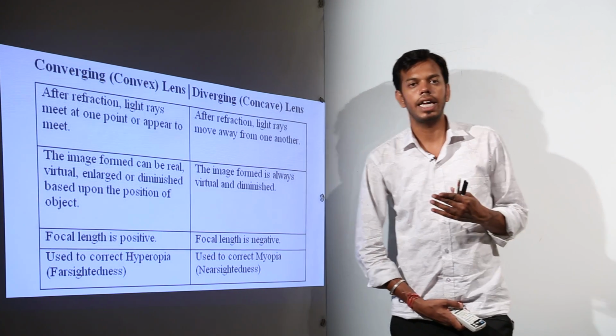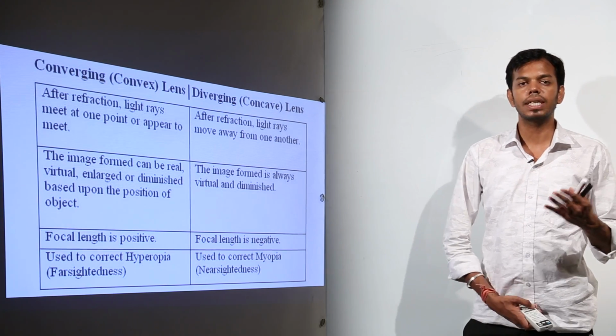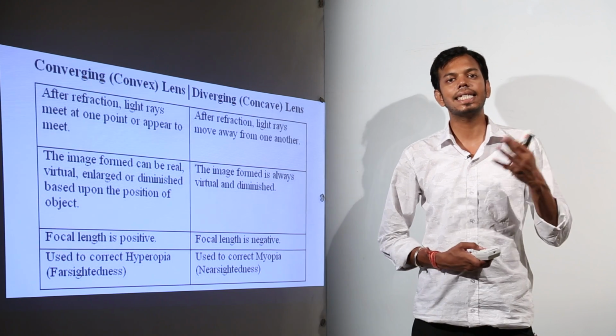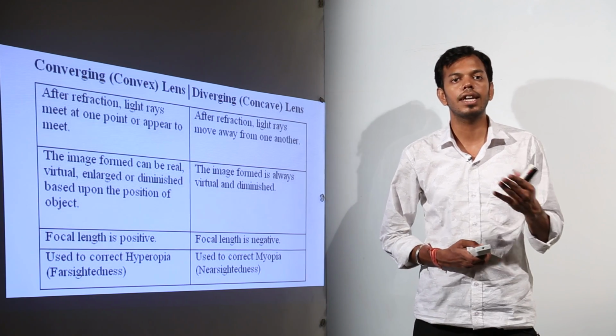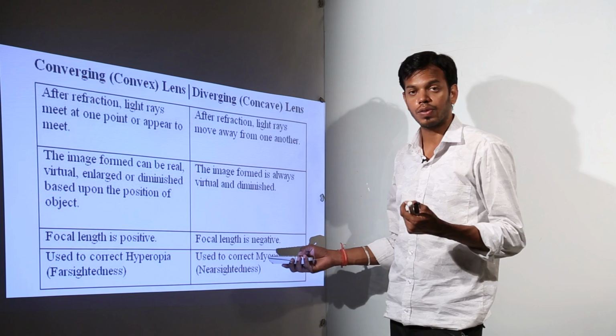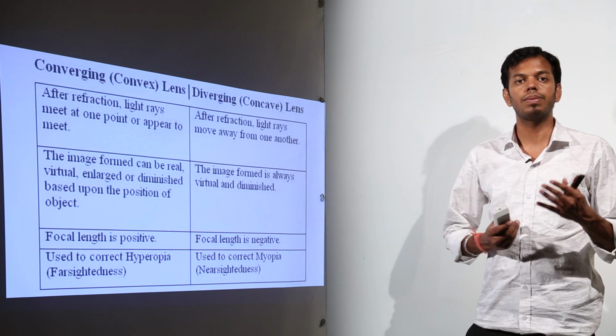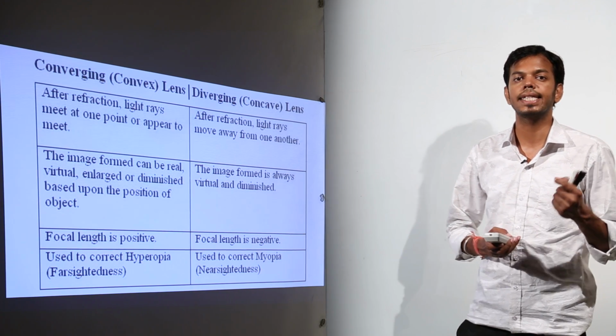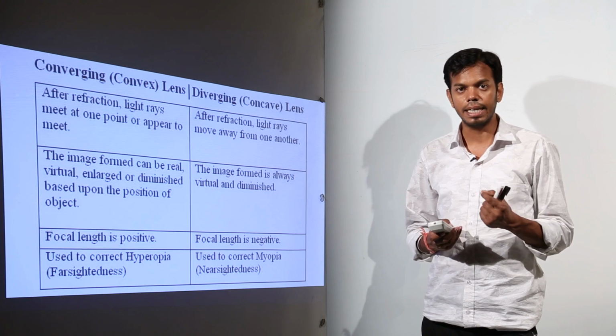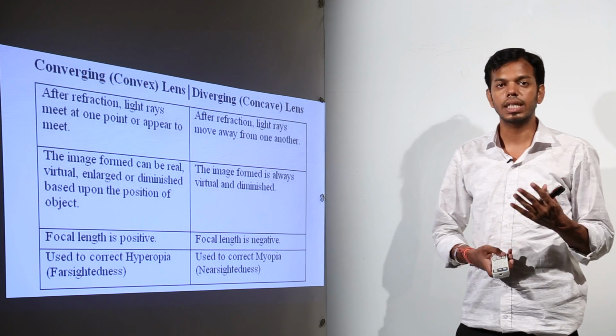It is a defect of the eye in which a person suffering from it can see distant objects clearly but cannot see nearer objects clearly, whereas the vice versa is myopia. The person suffering from myopia can see nearer objects clearly but cannot see farther objects clearly.